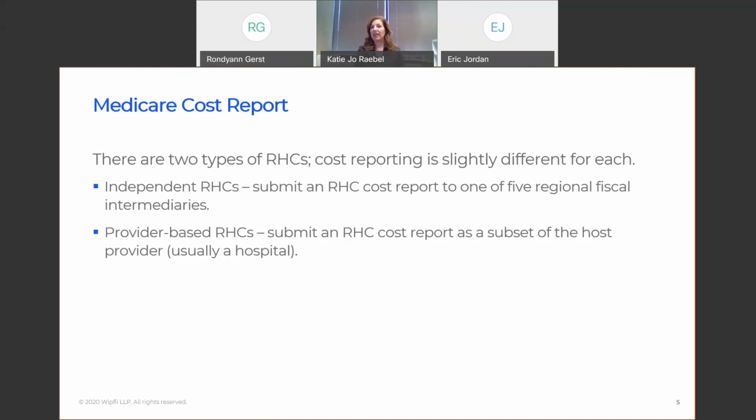And again, independent and freestanding, they have a separate cost report. Unlike provider-based RHCs, they submit a cost report that's part of the hospital's cost report. It's just a separate section. And the worksheets are the same. They're just different schedules.